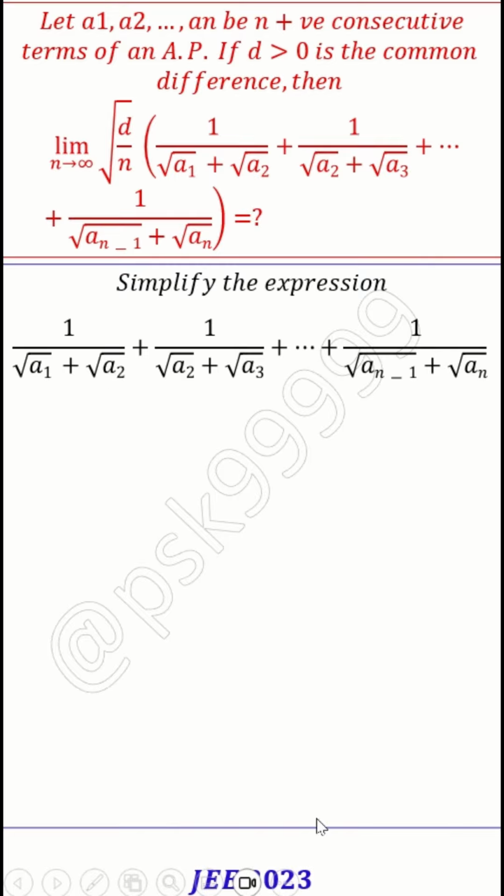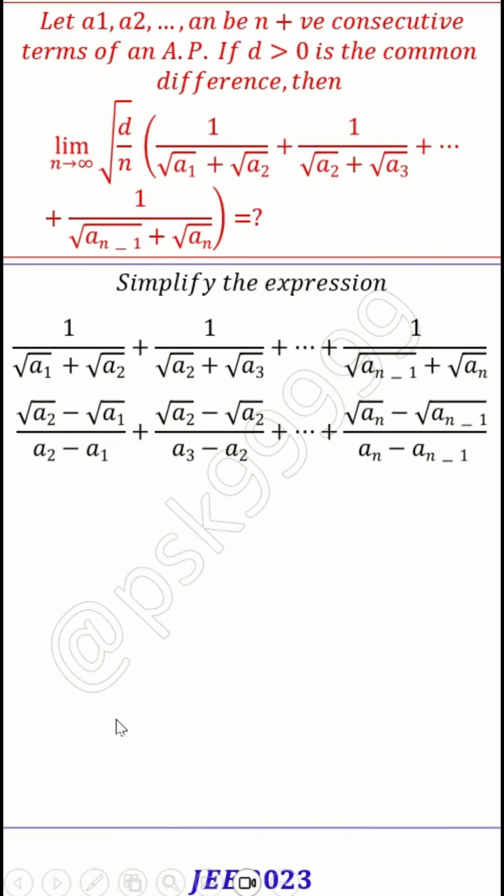a2 minus a1, correct? So similarly each term will become a difference of square roots in the numerator, okay, and the difference of the consecutive terms in the denominator. Okay, so we know that this is d, all the denominators are d. So I am left with the differences of square roots of consecutive terms in the numerator, and d, and if I sum up all these things, I am left with only square root of an minus square root of a1. This is my simplification of this expression.